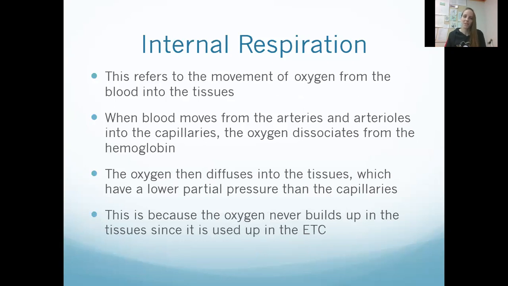Internal respiration just refers to the movement of oxygen from the blood into your tissues. So the oxygen is going to be carried by your red blood cells on that hemoglobin until it gets to the capillaries. Once the oxygenated blood reaches the capillaries, the oxygen is going to dissociate or unbind from the hemoglobin, and then the oxygen can diffuse from the capillaries into the tissue. Once again, that happens naturally because your tissues have a lower partial pressure of oxygen, because oxygen doesn't build up there, constantly being used up.